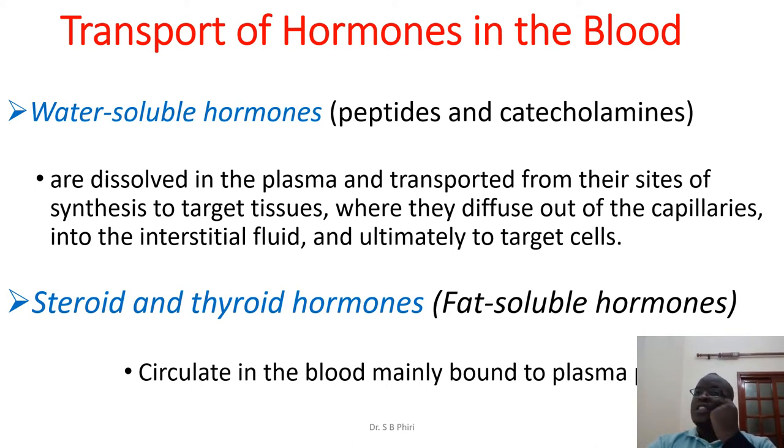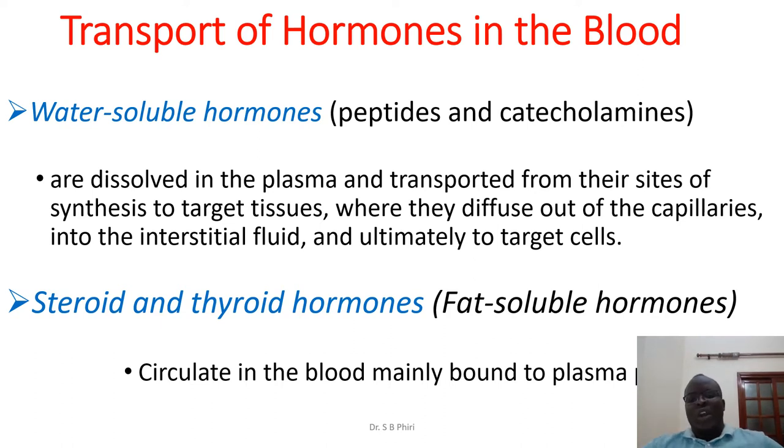Then of course, the steroid hormones, because they are fat soluble, for them to be transported, most of them need to bind to plasma proteins. So water-soluble hormones, peptides and catecholamines, are just going to dissolve in plasma, then they'll be transported from their sites of production to target tissues without binding to plasma proteins.